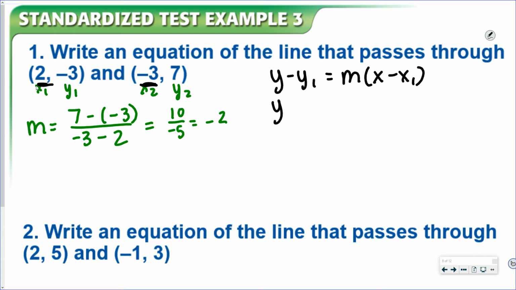Kayla, which point do you want to use? I'll let you choose. The first one? Yeah, 2, -3. That's what I picked too. It doesn't matter. You can use either point, right? Okay. So 2, I already have it labeled, x1 and y1. 2, -3 would turn into +3. And slope is -2.